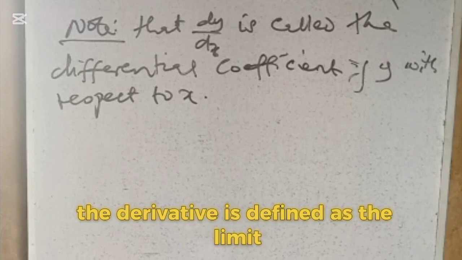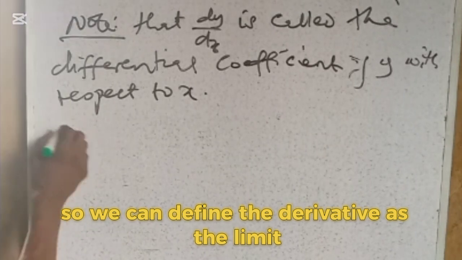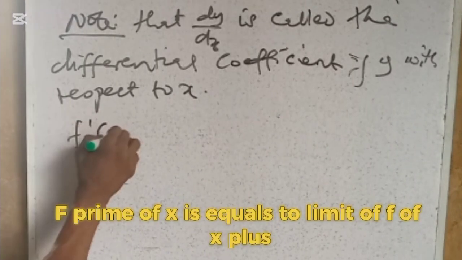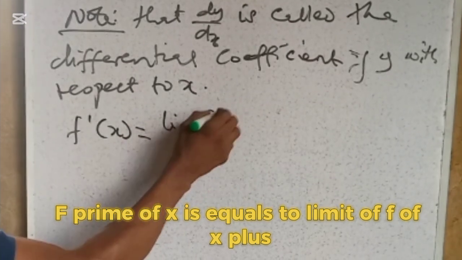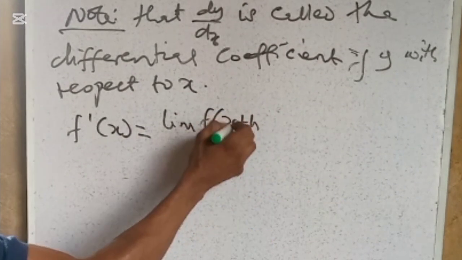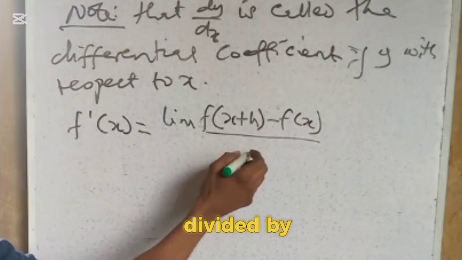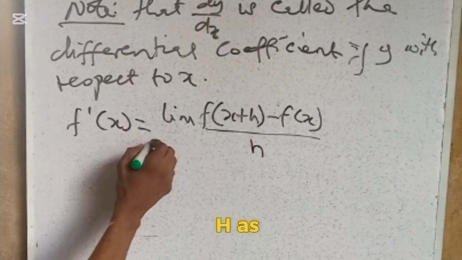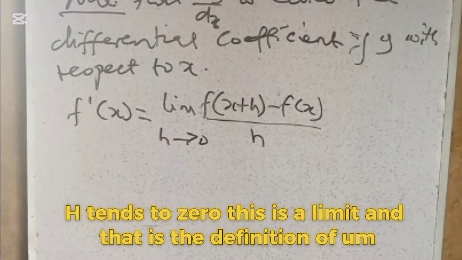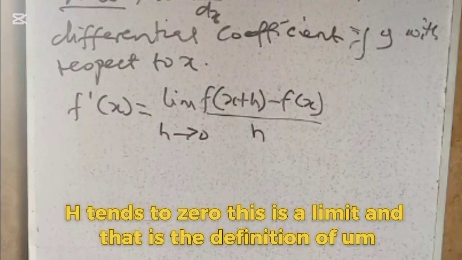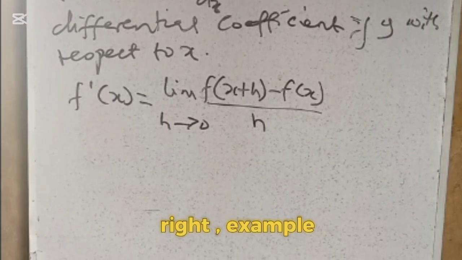The derivative is defined as the limit. So we can define the derivative as f prime of x equals the limit of f of x plus the little increment h, minus f of x, divided by h, as h tends to 0. This is a limit, and that is the definition of derivative. Right? Example.